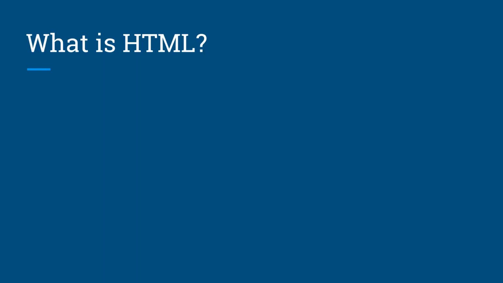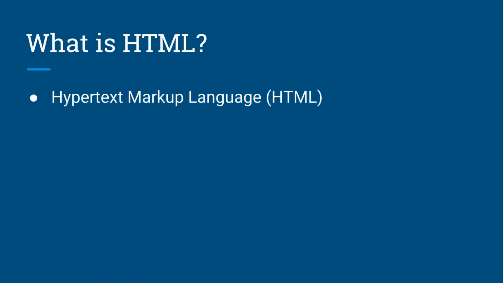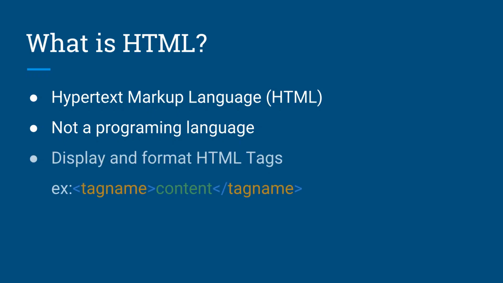What is HTML? HTML stands for Hypertext Markup Language. Just to clarify, it is not a programming language, it is a markup language. In order for a language to be a programming language, it has to have logic. Like for example, an if-else statement. If this condition is true, then do this, else do something different. HTML doesn't have this kind of logic. It can only display and format elements called HTML tags.